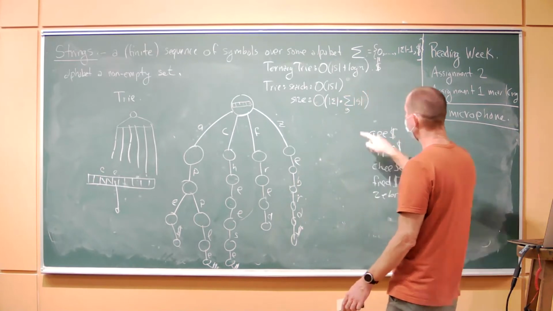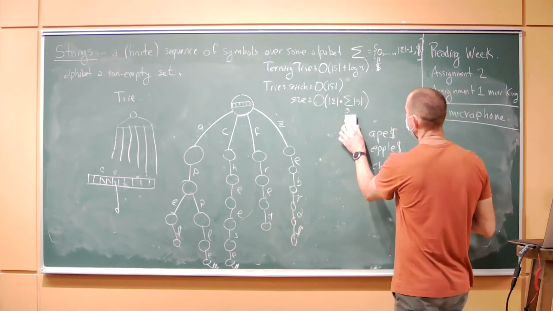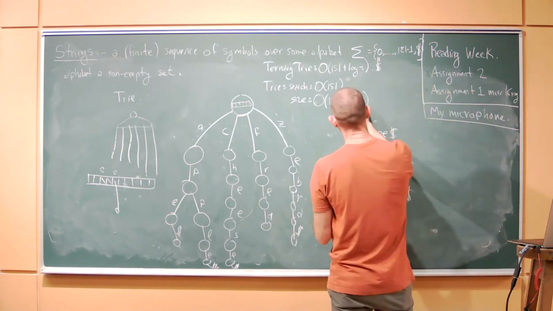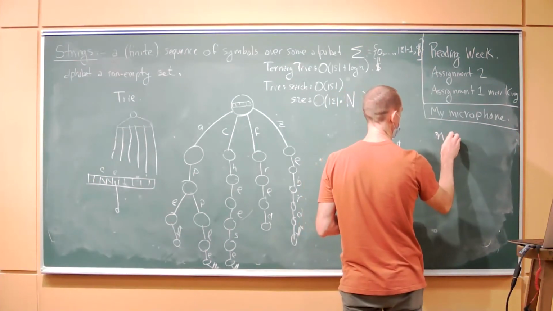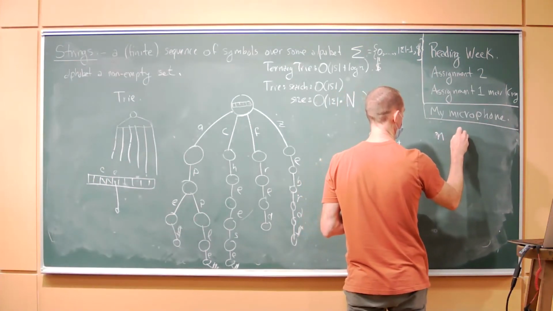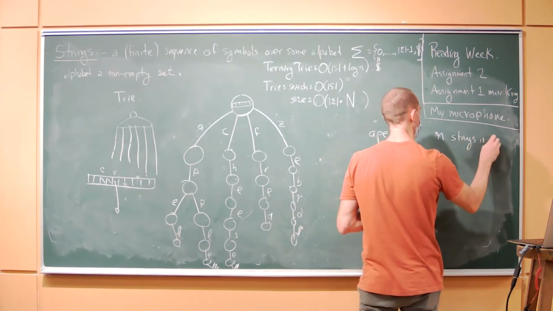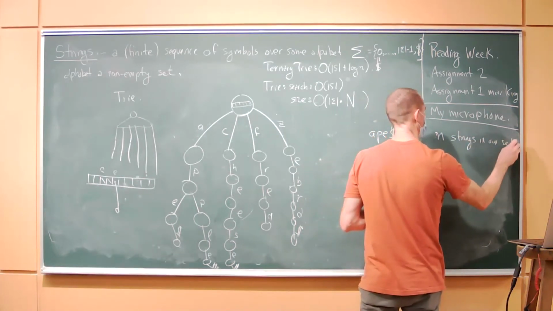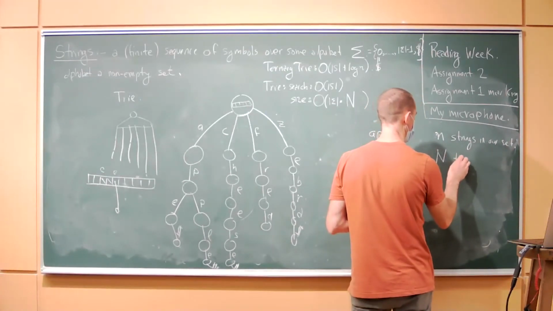Okay, this is awkward to write, so let's make a notation for it. We'll call this capital N. And now we'll remember that we have n strings in our set, little n. And capital N is the total length of all strings.